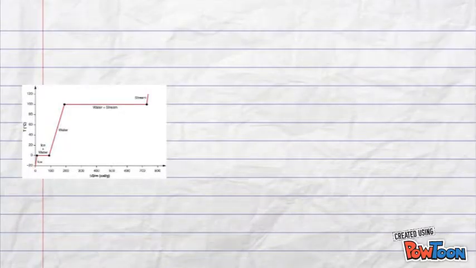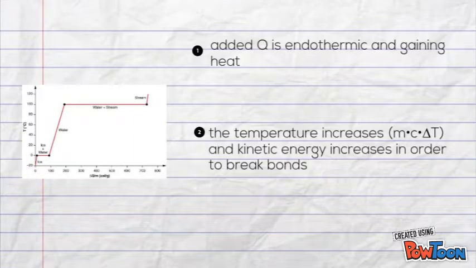In this graph, it is measuring the heat added. When the graph is increasing, it is endothermic and it is gaining heat. This part of the graphic can use heat equals mass times capacity times change in temperature. The temperature also increases as well as the kinetic energy.